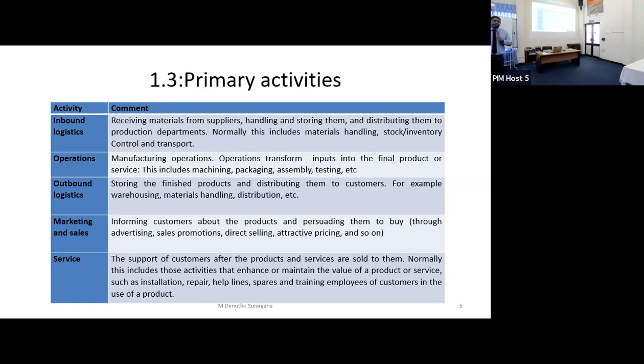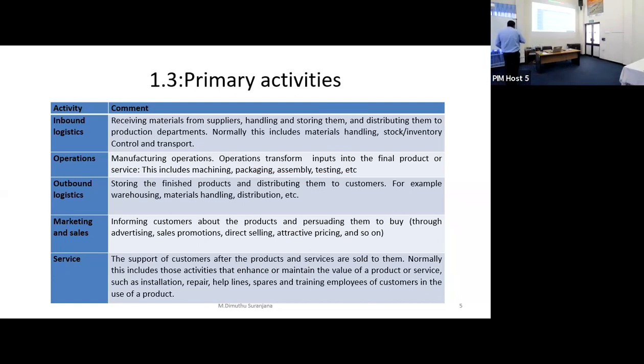That's why inbound logistics is there. For a manufacturing organization, what is inbound logistics? Here, inbound, we are talking about something that comes into the organization. What normally comes into the organization? It is raw material. Now here there are a few activities taking place. Receiving material from suppliers.